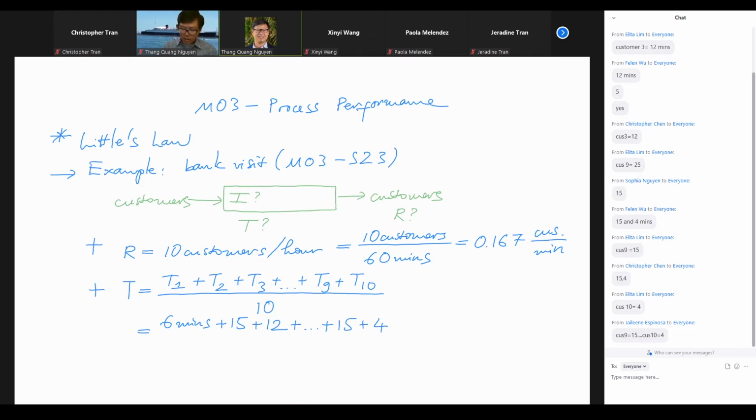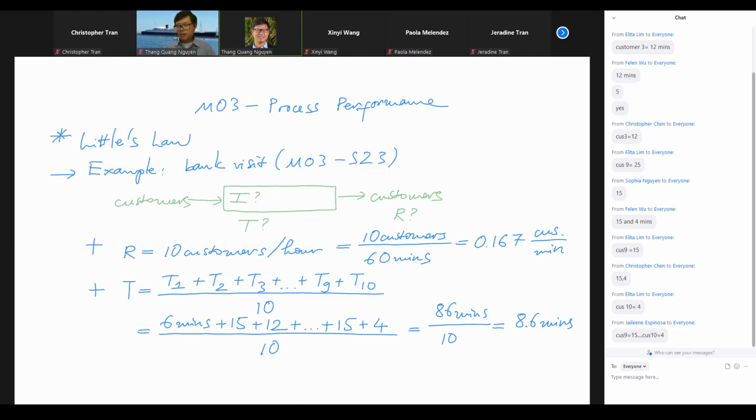So we just calculate the 10 individual flow times and average over those 10 numbers, right? We add 10 numbers divided by 10, then we get it. So at the end, we have the following. 86 minutes divided by 10. So the average flow time is 8.6 minutes.